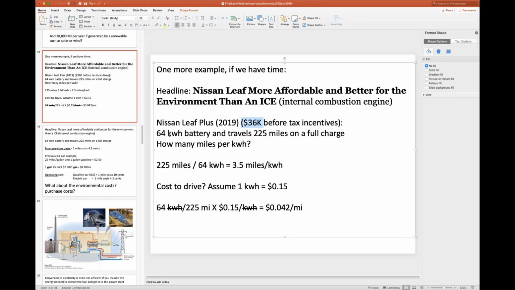They let me know that there was a 64 kilowatt hour battery and it travels 225 miles on a full charge. So if you have students in your class who are car geeks, and everybody has some males or females in the class who are totally into cars, maybe you could ask them, how much does it cost to operate a Nissan Leaf per mile? And I worked out that calculation. So the cost to drive is maybe 4 cents per mile for a Nissan Leaf.